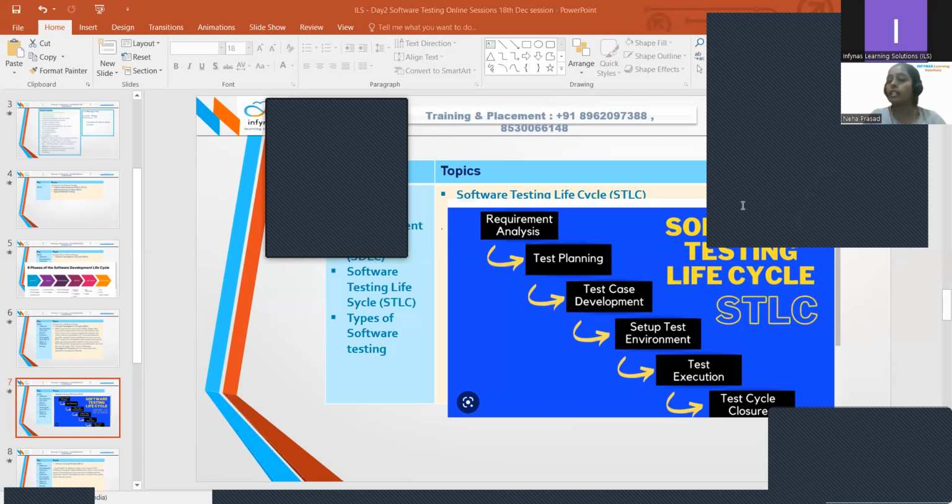BRD full form is business requirement document. BRD stands for business requirement document.